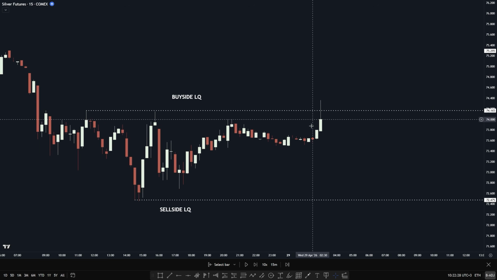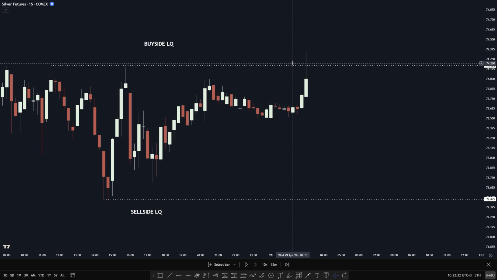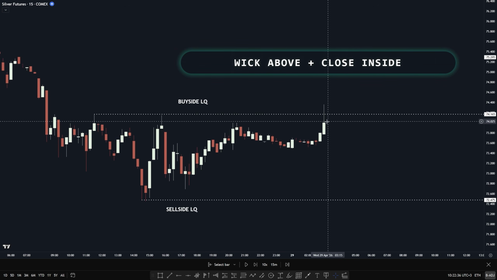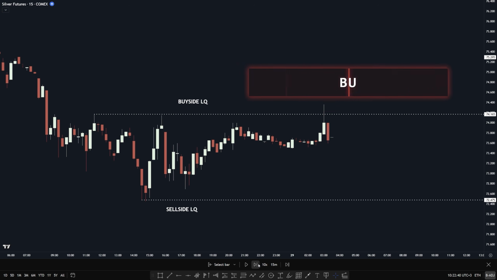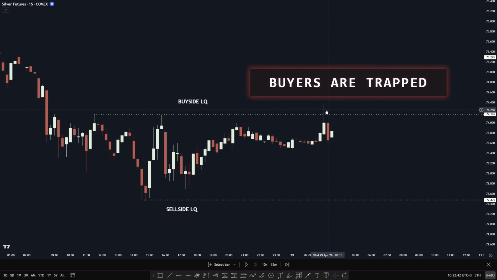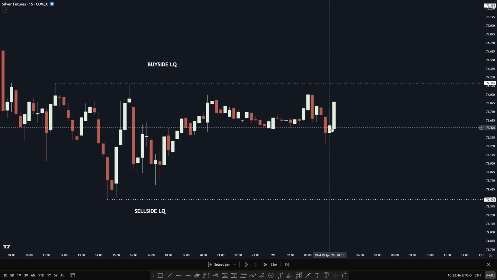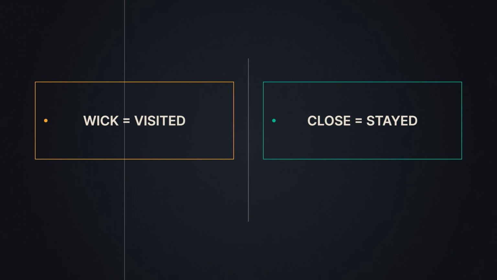This break looks powerful at first, but the close tells a different story. Price breaks above the range high, wicks above it, then closes back inside the range. The next candle cannot reclaim the high. Buyers who chased the breakout are trapped. That is where trap logic makes sense. The close after the break matters more than the wick. A wick only tells you price visited the area. The close tells you whether price stayed there.